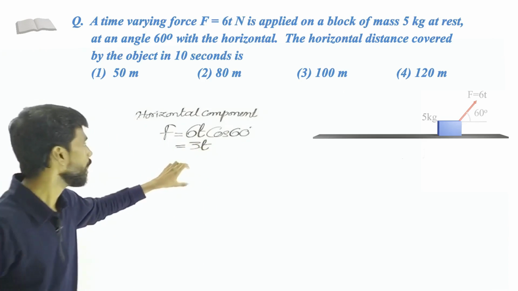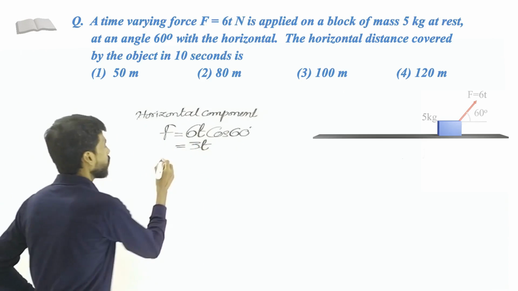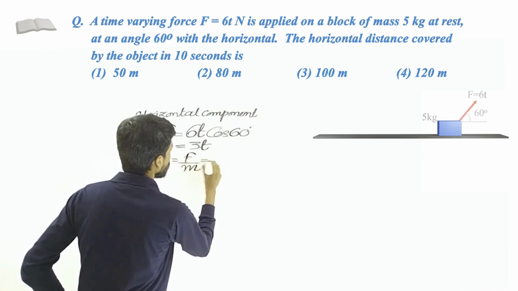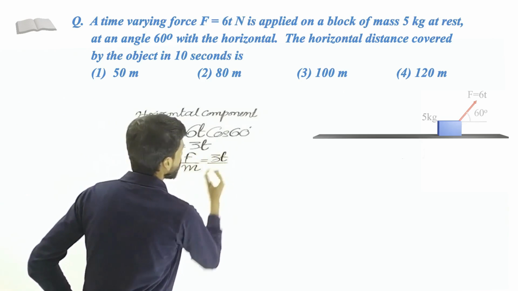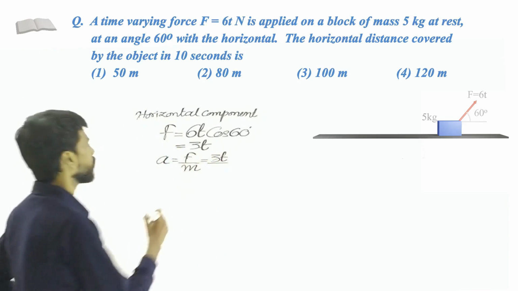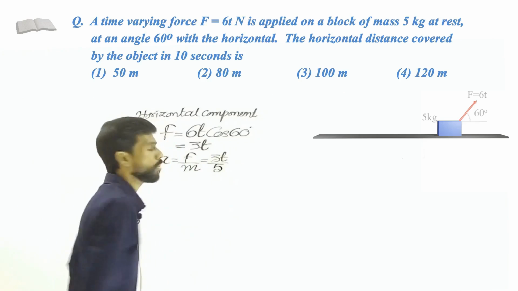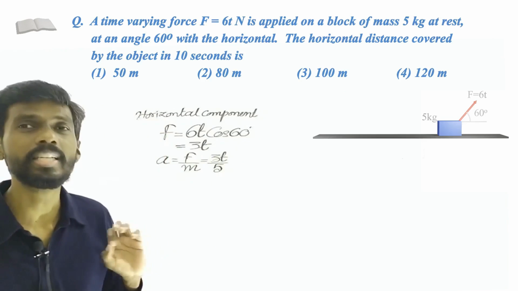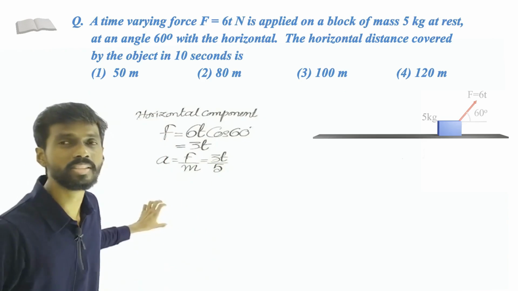Force is known, so now we can find the acceleration. Acceleration is force divided by the mass of the object. So that is 30t divided by 5, where the mass is 5 kilograms. So 30t by 5 is the acceleration. Now we have to find the displacement.